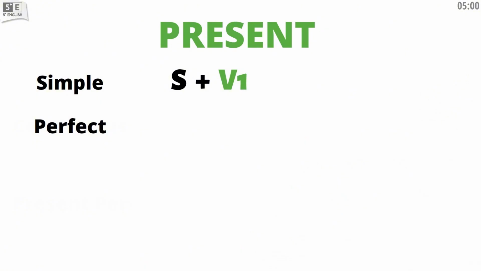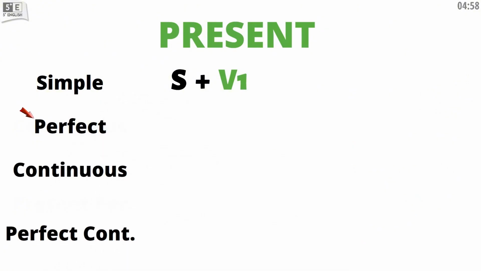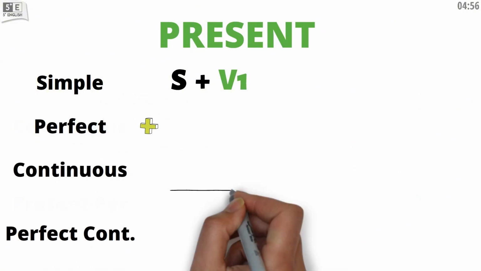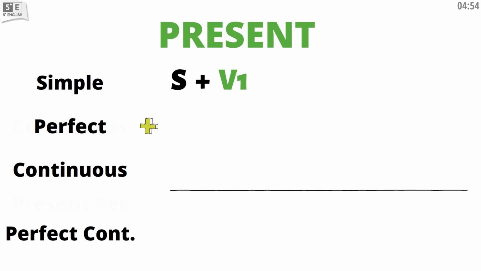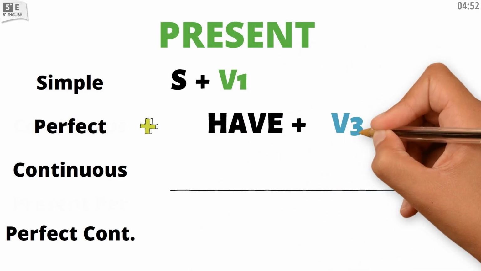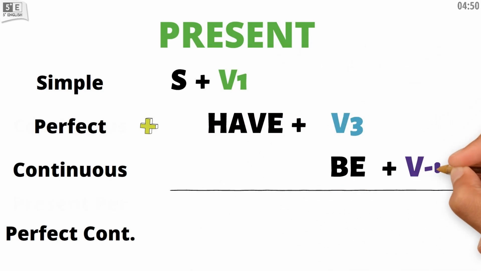Next is the present perfect continuous tense. We have perfect and continuous. We will write the part of perfect first. Perfect means have plus verb 3. Continuous means be plus verbing.